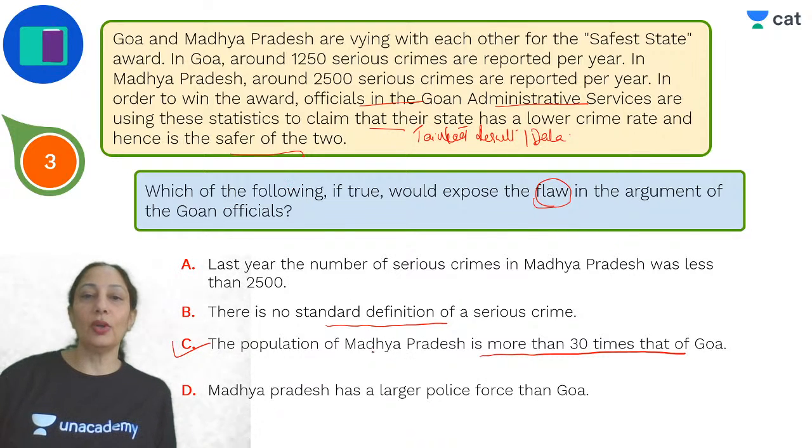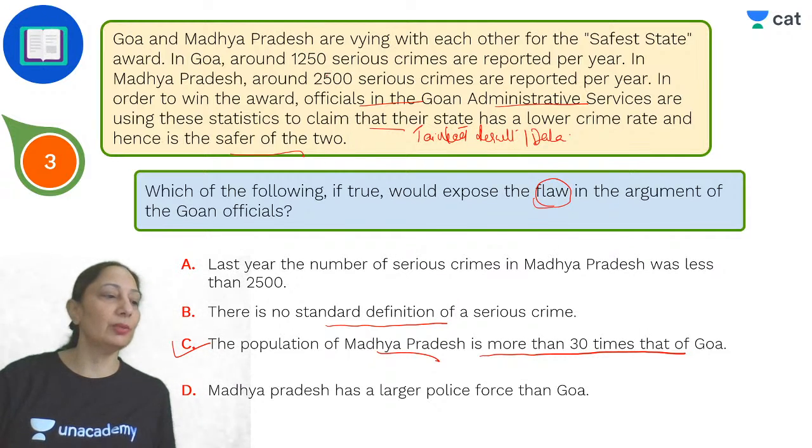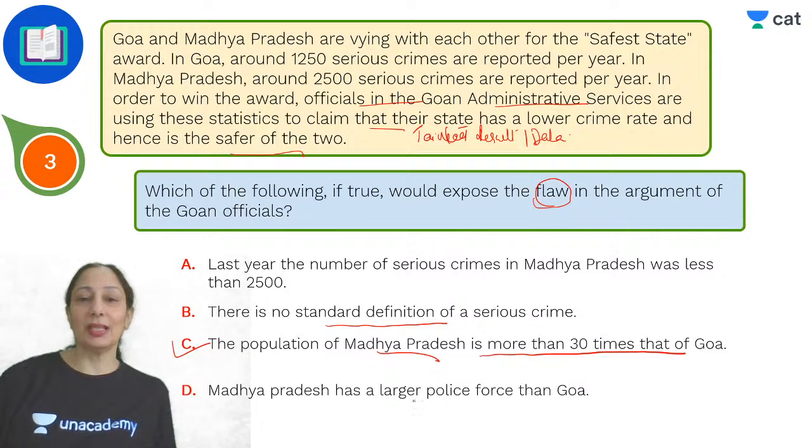But why is he not taking into account the population? It's not giving you the complete picture. Madhya Pradesh is more than 30 times the size of Goa. So how can you compare the crime rate of one with the other? Right? Yes, correct answer, Sakshi. D is saying Madhya Pradesh has a larger police force than Goa. This is not relevant, guys. He's not asking you for a definition of a serious crime.